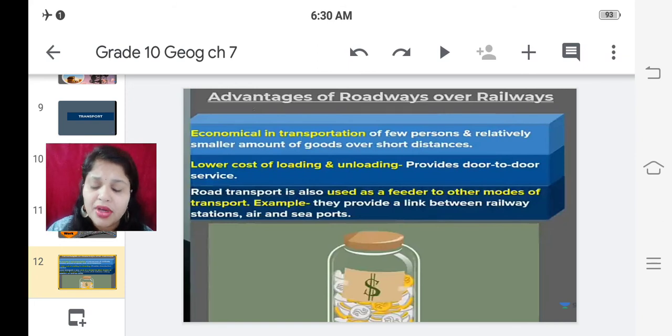इकोनॉमिकल है, आप रोड से थोड़े पैसे देकर ट्रैवल कर सकते हो, कम लोग भी ट्रैवल कर सकते हैं, बड़े लार्ज अमाउंट ऑफ गुड्स कैन ऑल्सो बी ट्रांसपोर्टेड ऑन द रोड्स. तो छोटी ज़रूरतों के लिए भी काम आता है, बड़ी ज़रूरतों के लिए भी काम आता है. And it is economical, cheaper to travel on road. Lower cost of loading and unloading, provides door to door services.